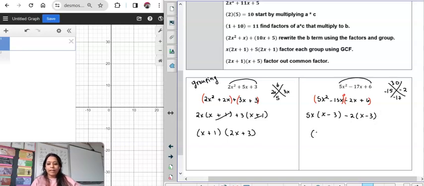So there's my common factor. That's my first factor in my answer. And then 5x minus 2, that's my other factor. And that's that. All right, so that's the grouping method. The next thing I'm going to show you is the slip and slide method.